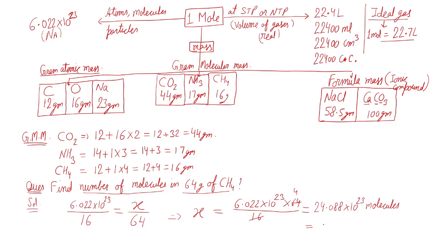We can change it into scientific notation, meaning the decimal will come after the first non-zero value from the left side. As the decimal is moving from right to left, one positive power will be added. So this will be the correct answer. It is the number of molecules present in 64 gram of methane here.